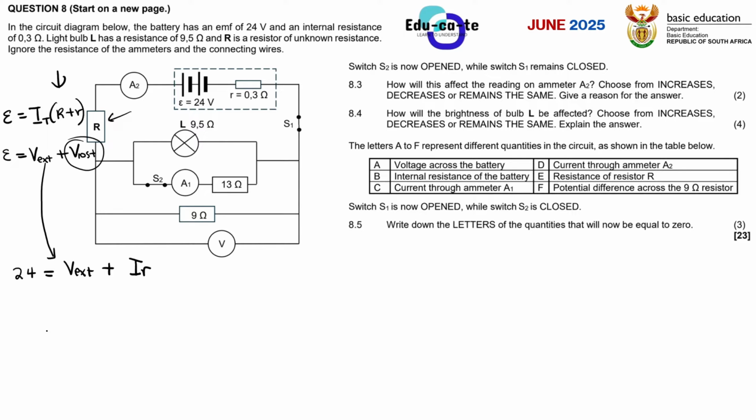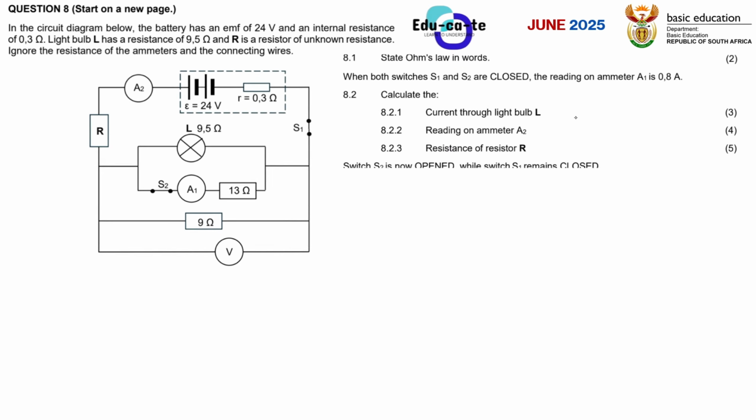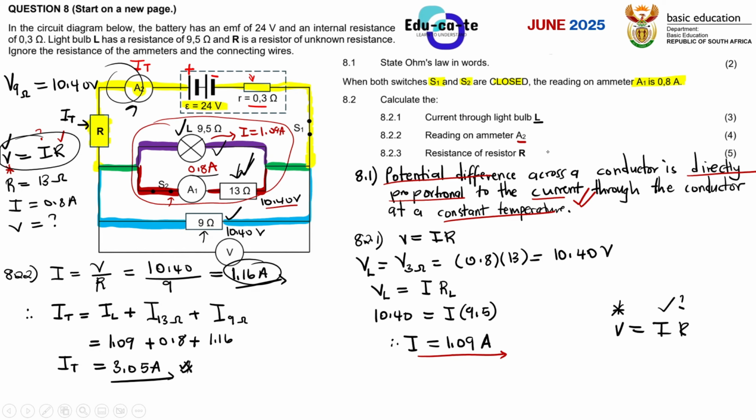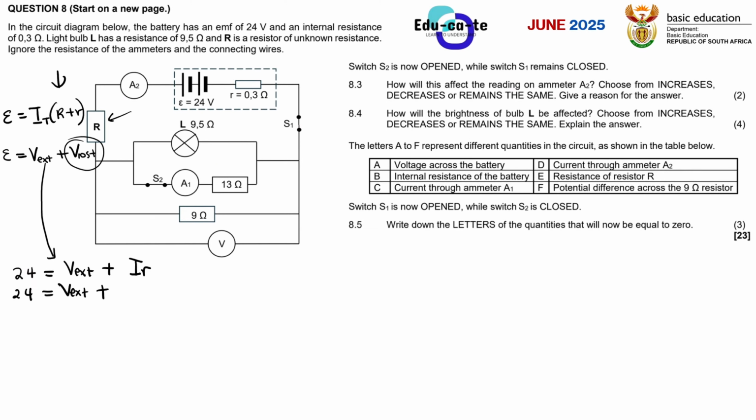So if I substitute that, this is going to be 24 is equal to the external voltage plus the total current we've already calculated in the previous step. Remember, we said that the total current is the reading on ammeter A2. If you don't know that the reading on ammeter A2 is the total current, you are going to be in trouble for this one. So we know that it is 3.05 amperes. Then the internal resistance, we know that it is 0.3 ohms.